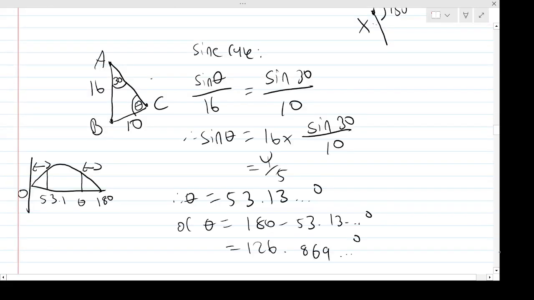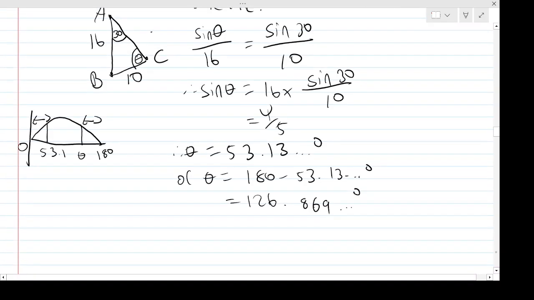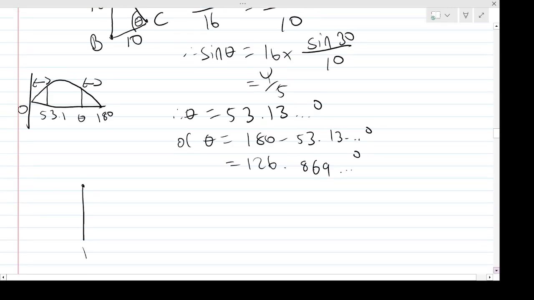Now, these two angles will indeed give you two different positions because they're two different angles. So what we've effectively got is two different triangles because we've got two values of this theta here. So the first one, if I draw it here, A, B, C.